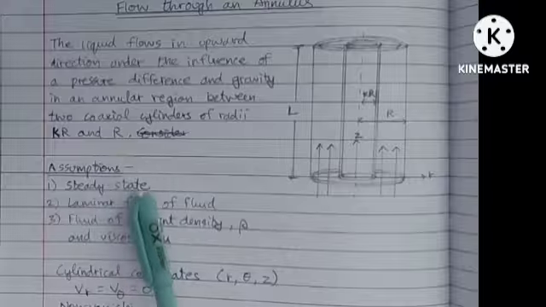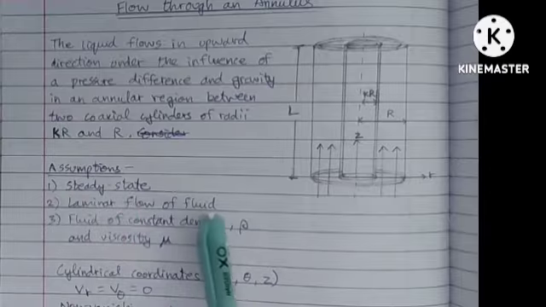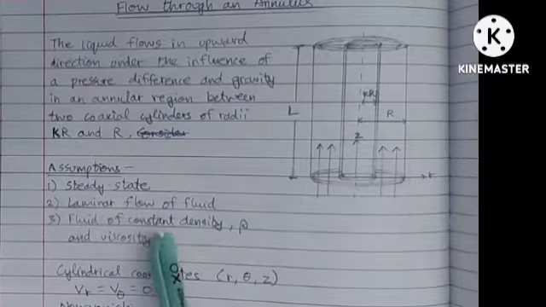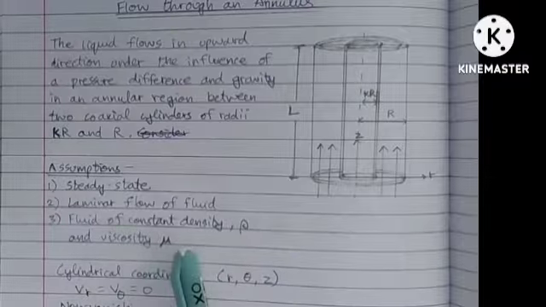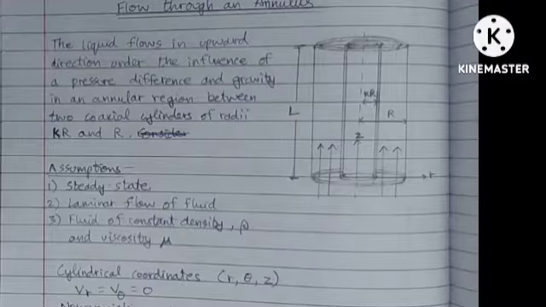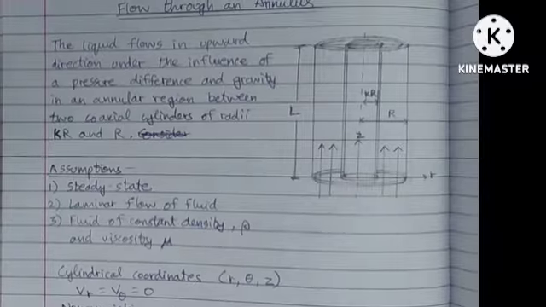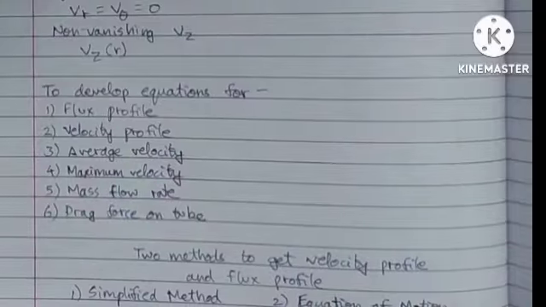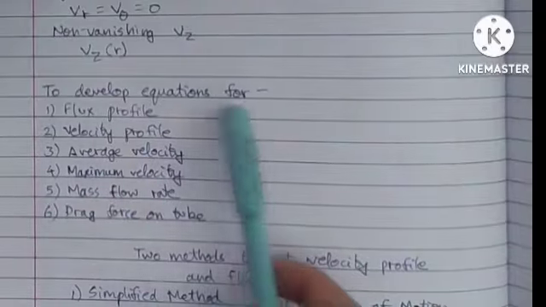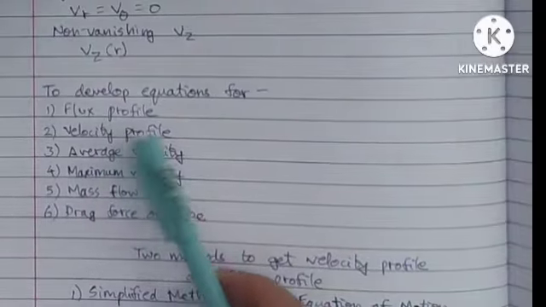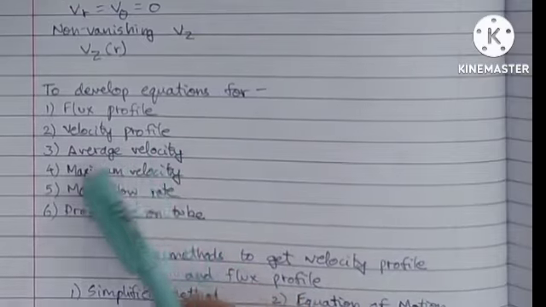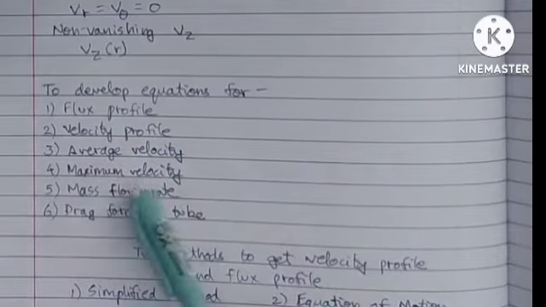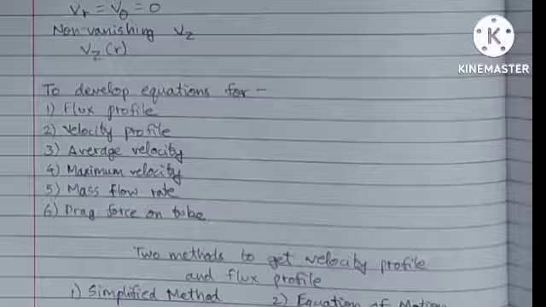Assumptions: steady state flow, laminar flow of fluid, fluid of constant density ρ and viscosity μ. We will develop equation for flux profile, velocity profile, average velocity, maximum velocity, mass flow rate and drag force on tube.